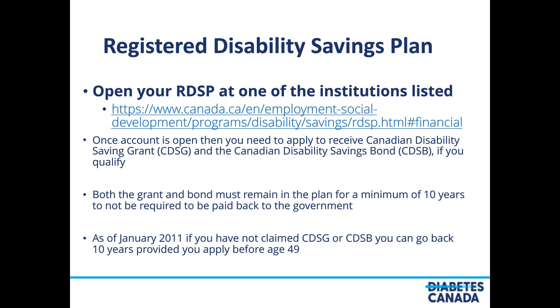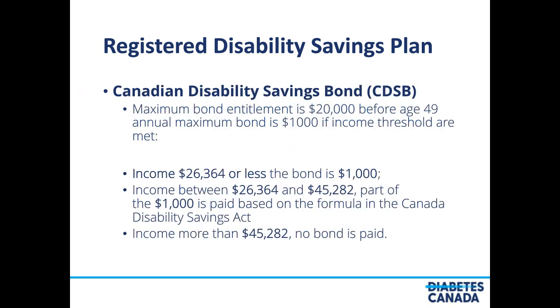So who's entitled to a bond or a grant? The bond, first of all, the Canadian Disability Savings Bond, is paid to low-income individuals. No contributions need to be made into the Registered Disability Savings Plan. Provided that prior to the age of 49 you apply for this, and if your income is below $26,000, you're entitled to a bond of $1,000. If your income is between $26,000 and $45,000, then you will get a partial payment of the $1,000.